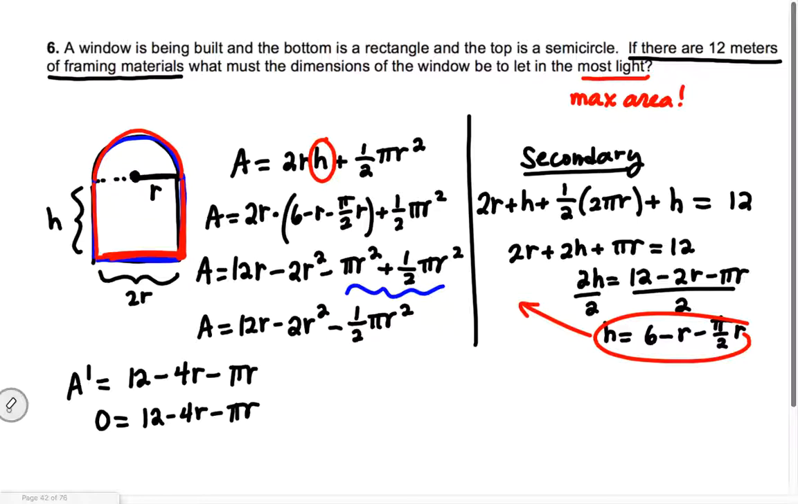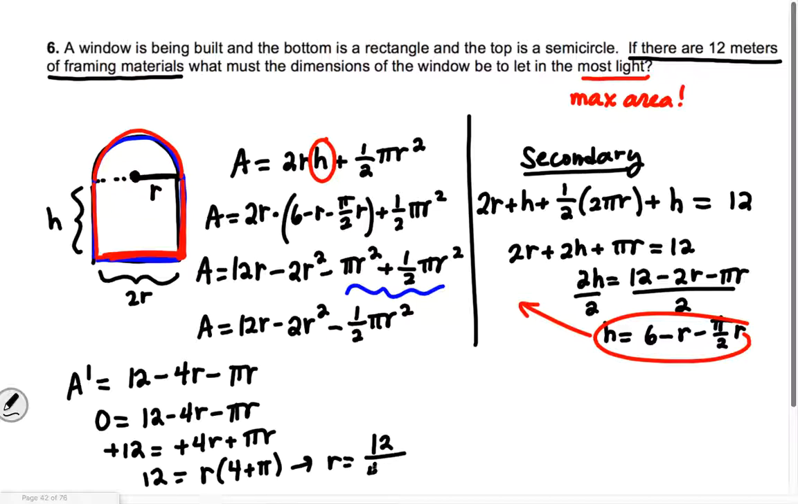How do I solve for r? So I can subtract the 12 over. I can divide by a negative if those negatives bother you. I pull out the r, so I get 4 plus pi. So my r is equal to, no, 12 over 4 plus pi, yeah.